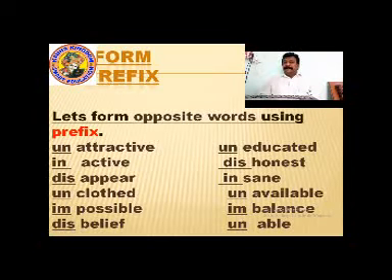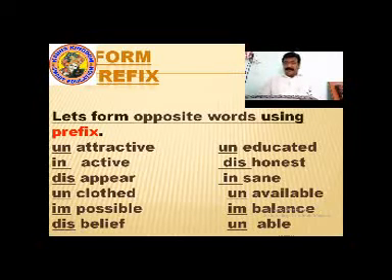Attractive. What would come before attractive to form its opposite? UN. Unattractive. UN is the prefix added to attractive. Attractive becomes unattractive. Now the second word is active. You can see on the screens. Active. How to make its opposite by using a prefix? Which prefix would go here? It's IN. IN is added to active, which becomes inactive.